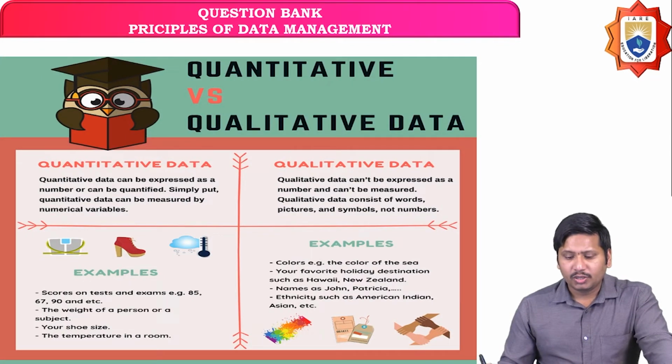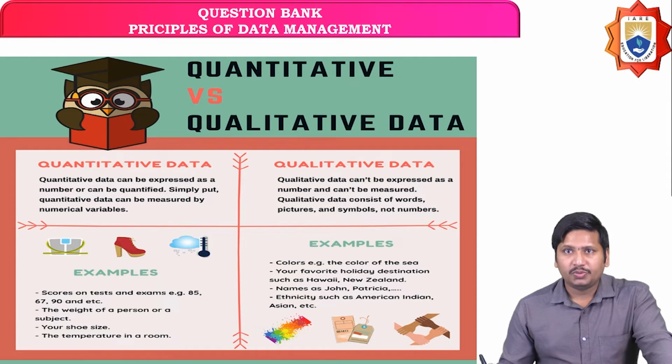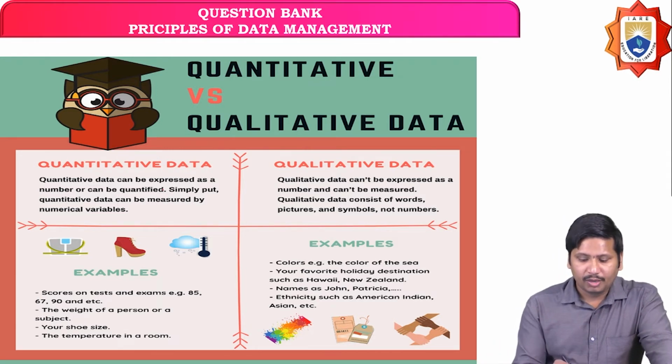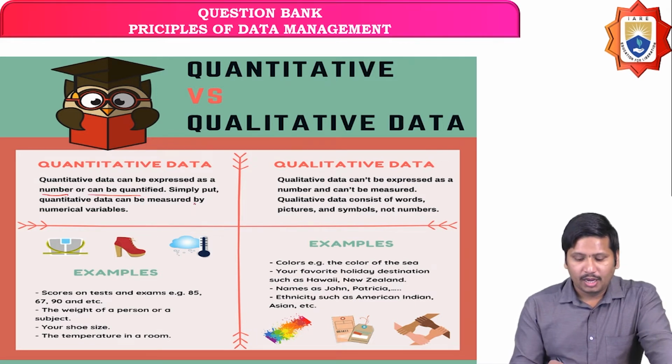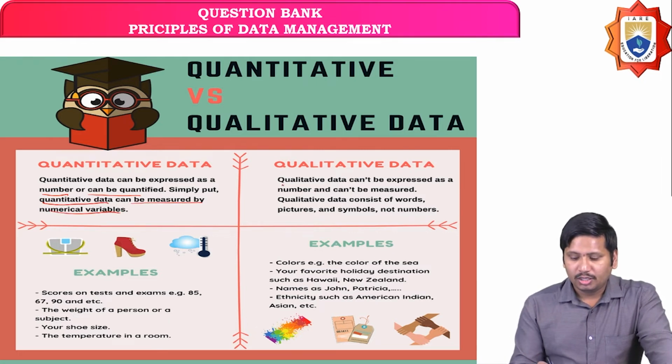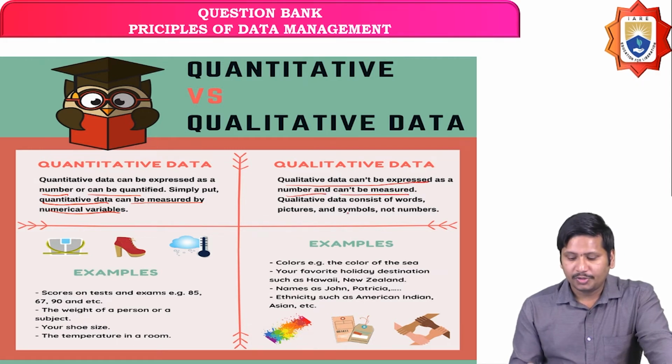So the next one is quantitative data versus qualitative data. Quantitative data can be expressed as a number and can be quantified; simply put, quantitative data can be measured by numerical variables. And qualitative data cannot be expressed as a number and cannot be measured. Qualitative data consists of words, pictures, and symbols, and not numbers.